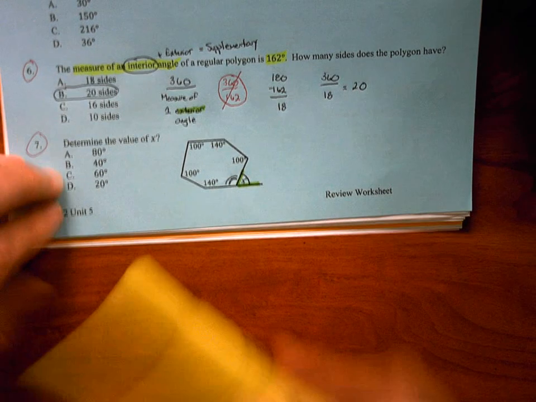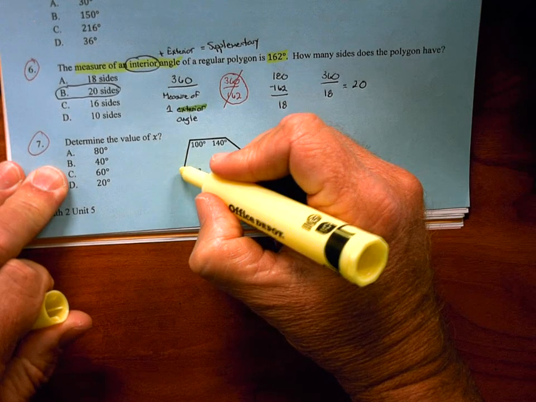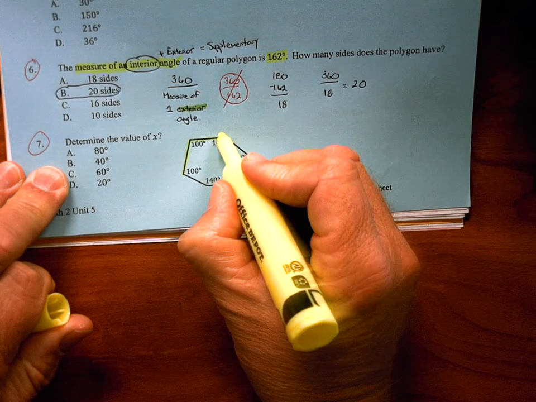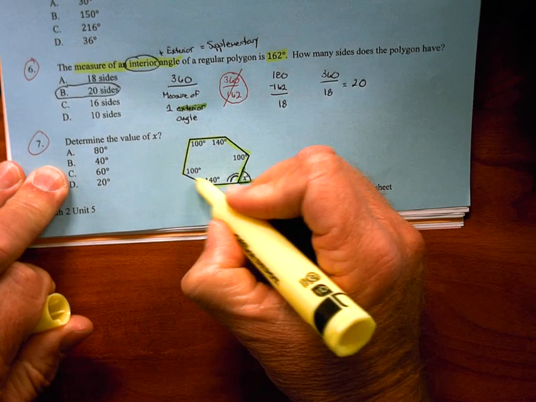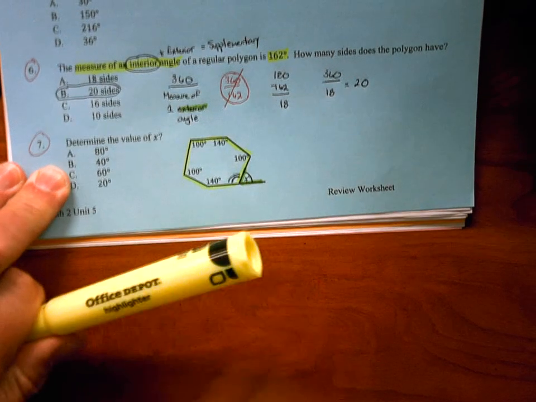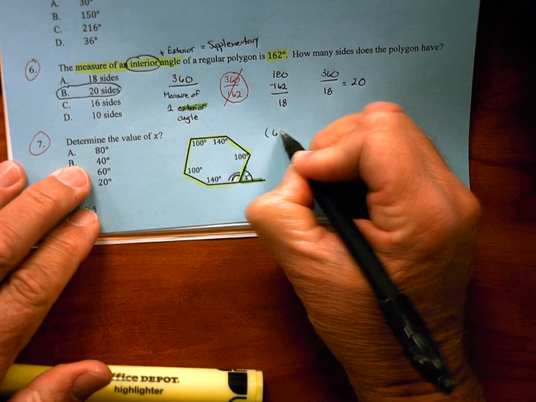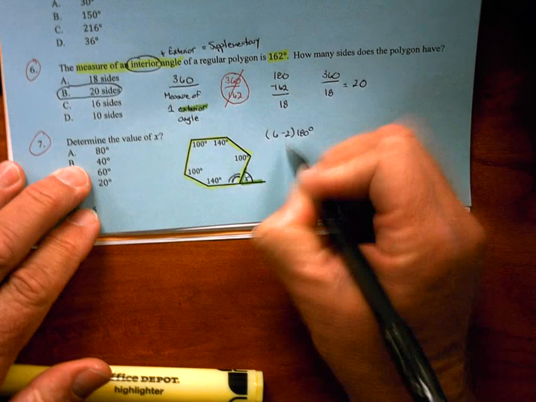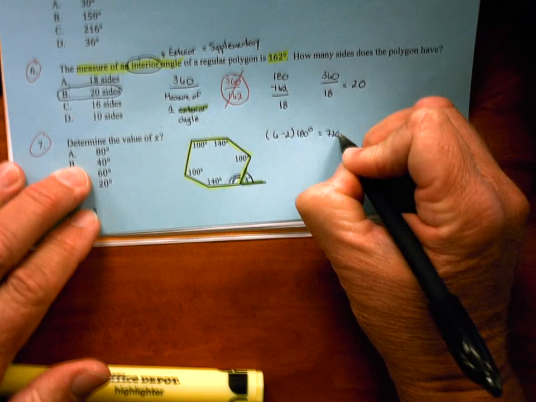So how do I do it? Well, I'm going to use the sum of the interior angles. First, I'm going to count how many sides this shape has. 1, 2, 3, 4, 5, 6. So you can see this is a 6-sided shape. So I'm going to use the formula 6 minus 2, multiply that by 180 degrees. That's 4 times 180, so that is 720 degrees.